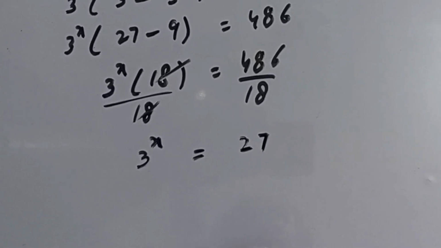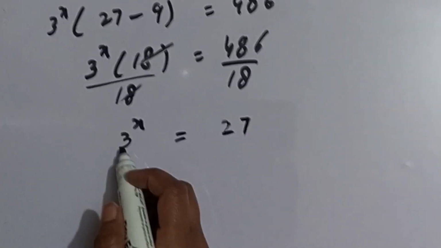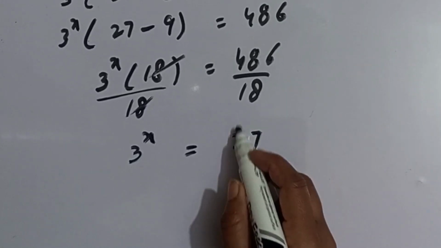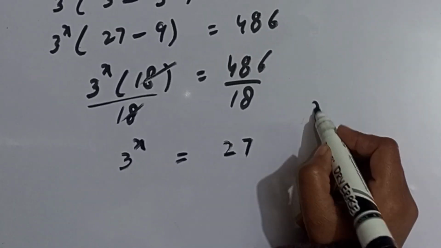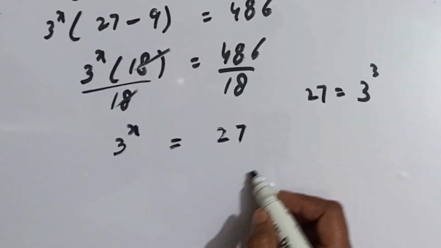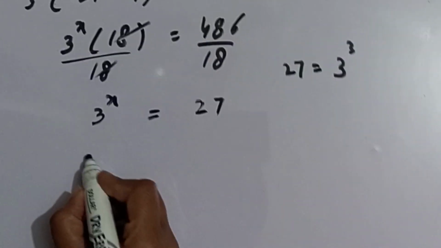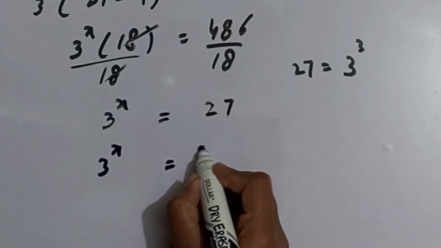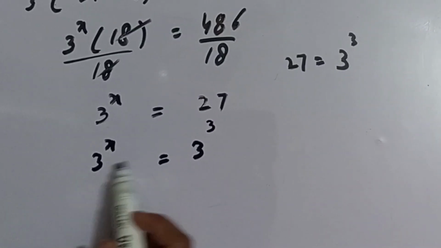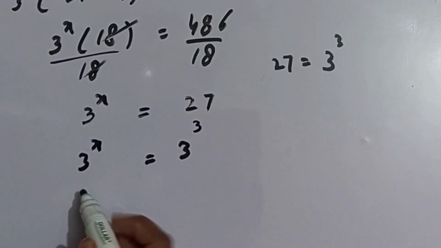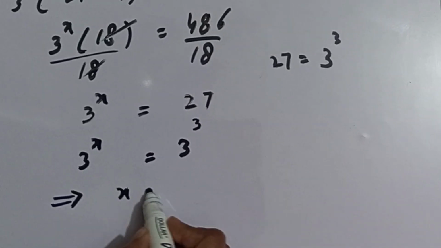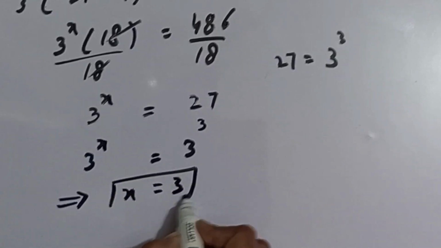27. In the next step, look at the left hand side. In the base we have a 3, so we want to write this 27 with base 3, and we know that we write 27 as 3 cube. So 3 raised to the power x is equal to 3 raised to the power 3. At this stage, look at the base, which is the same, so we can compare their exponents. So this implies x is equal to 3. This is the answer of x in our question.